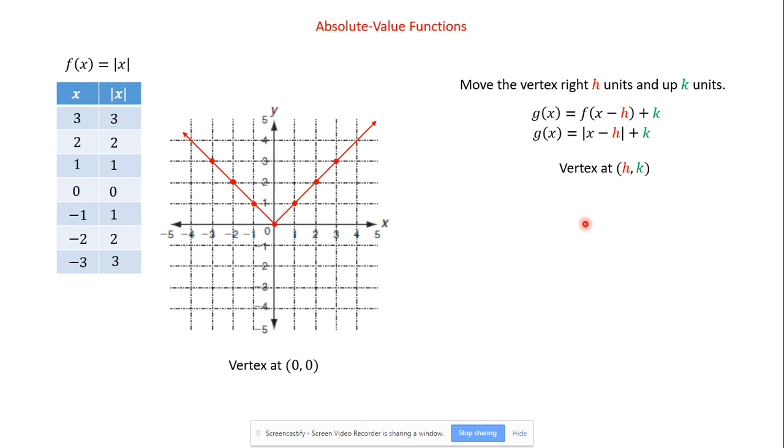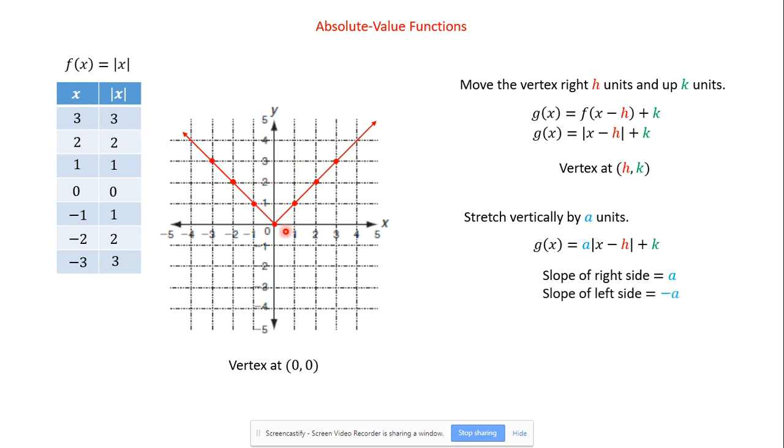And then we can do a vertical stretch or compression to change the slope. And technically we're going to do the vertical stretch or compression before we move it, but we're going to stretch it vertically by a units. So the a just goes right in front of the absolute value. That is going to be the slope of the right side. It's going to be this slope right here. Notice right now it's 1. This has a slope of 1. The slope of the other side is negative a. And so the slope is negative 1.